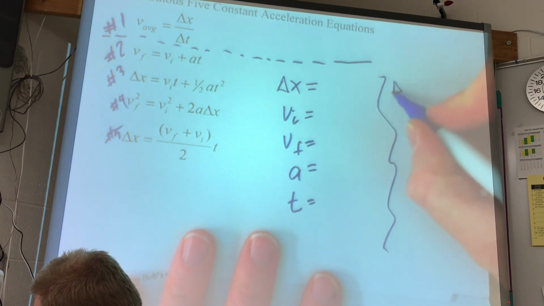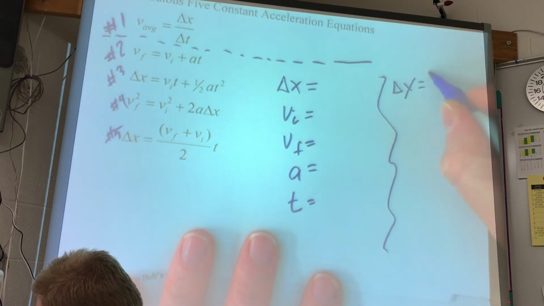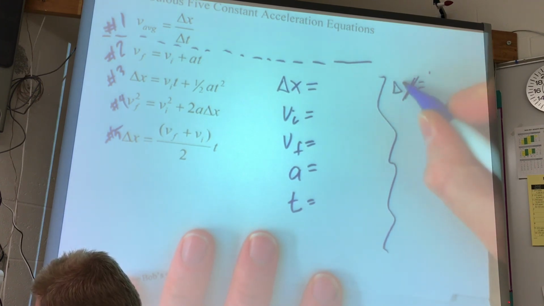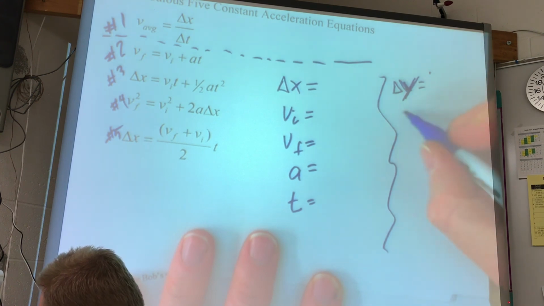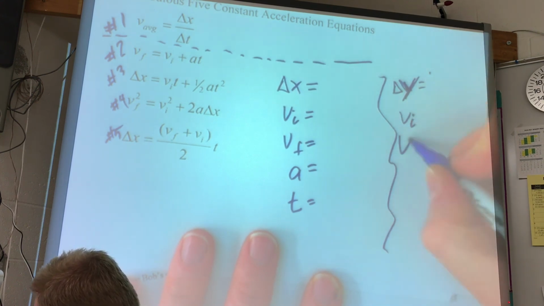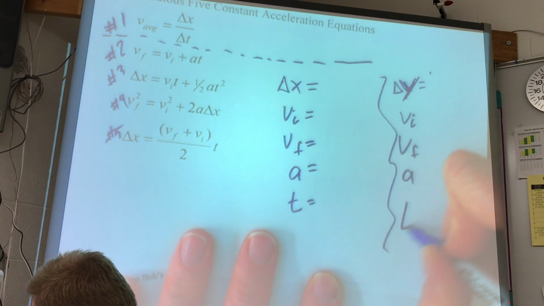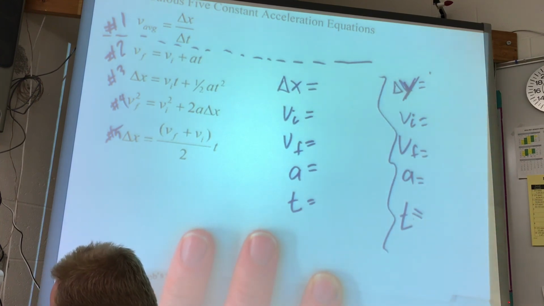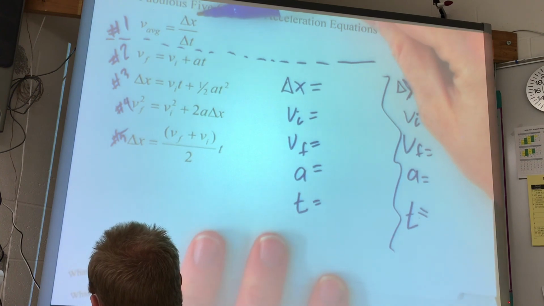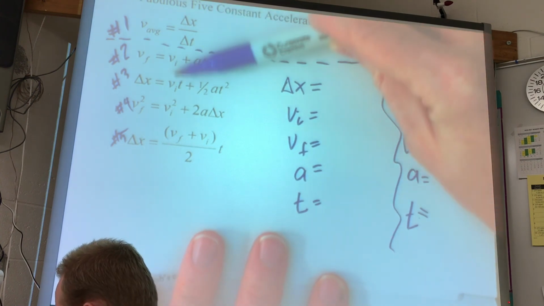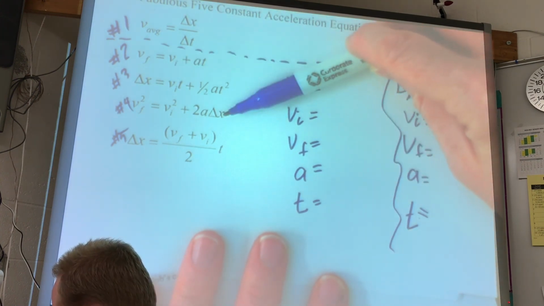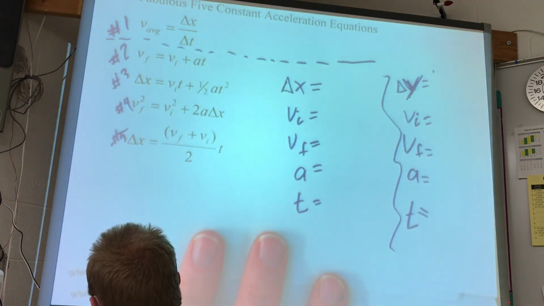The only change to this is that sometimes I have a delta Y. So it would be delta Y, VI, VF, A, and T. And all of these equations that have a delta X, we can very easily substitute a delta Y into.